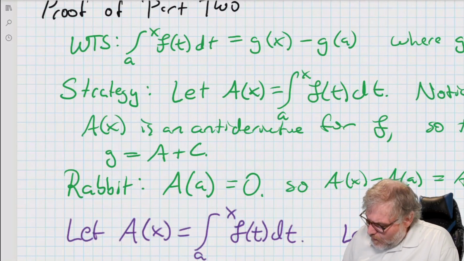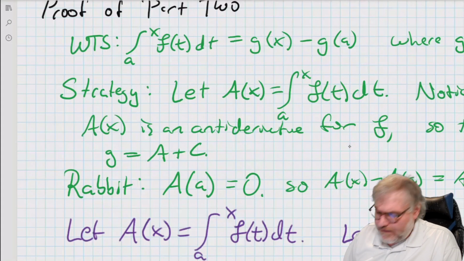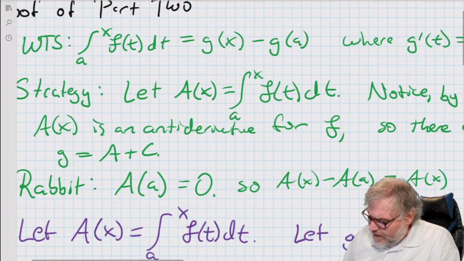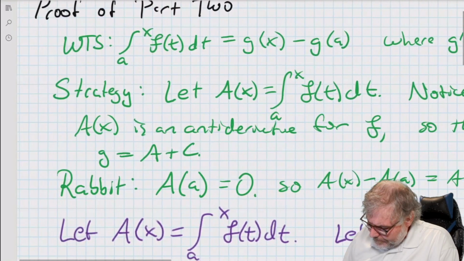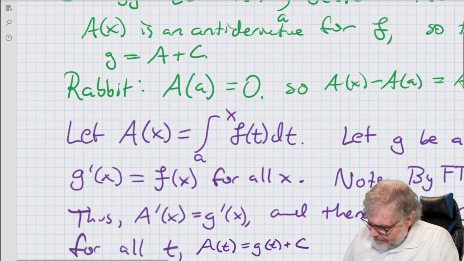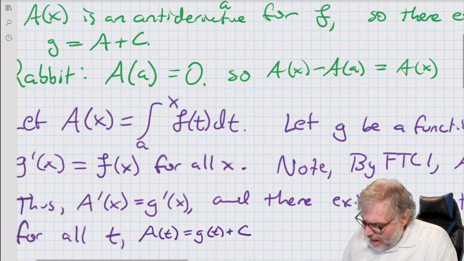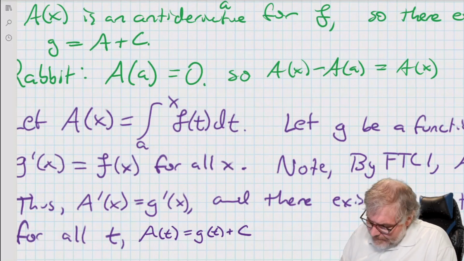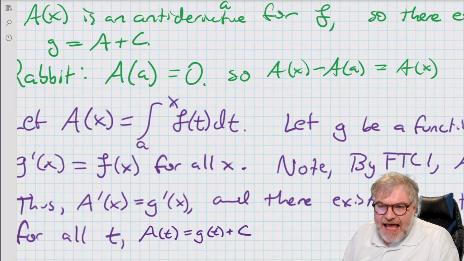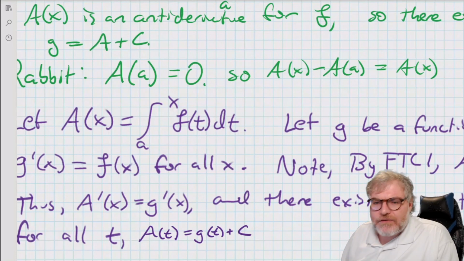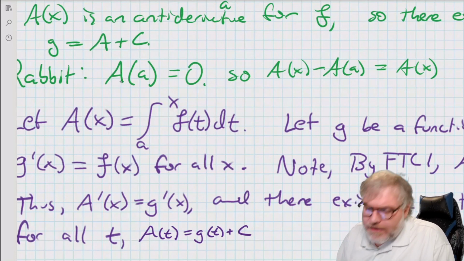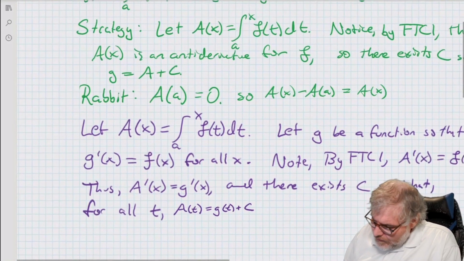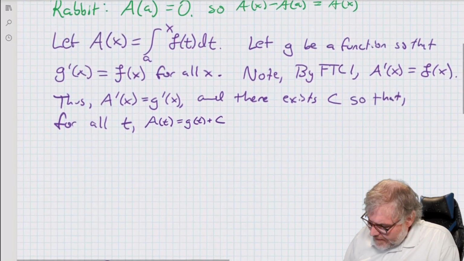Well, two things. One, A of x is another antiderivative, right? A prime of x equals f of x by the fundamental theorem of calculus. So I'm just going to define A of x to be that. Now, the rabbit is that a to a has no width, so the area under the curve from a to a is simply 0. So I'm going to simply add the rabbit.